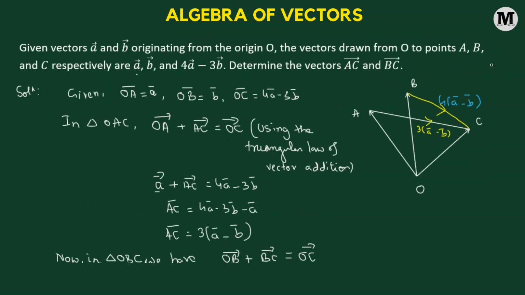So given vectors A and B originating from point O, the vectors drawn from O to the points A, B, and C are respectively A, B, and 4A minus 3B. This was the information given to us, and using these three vectors we have found that vector AC corresponds to 3 times vector A minus vector B, and vector BC corresponds to 4 times vector A minus vector B.